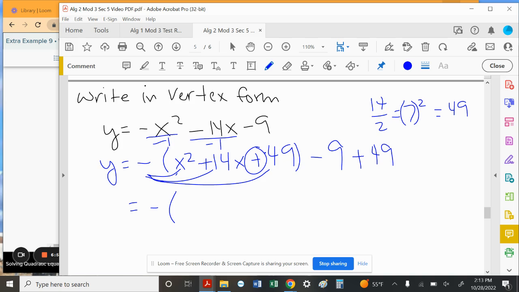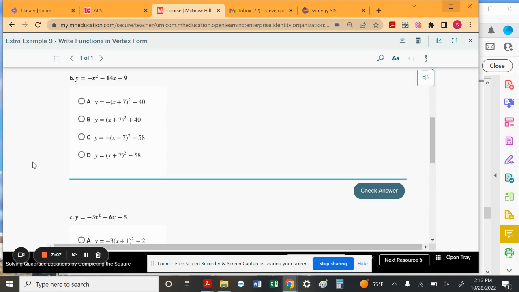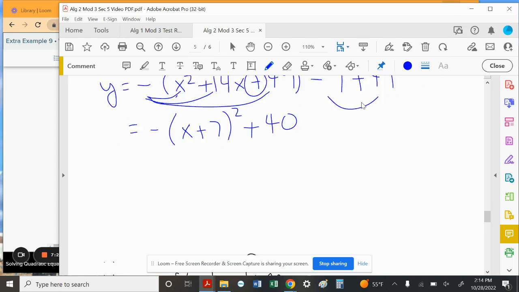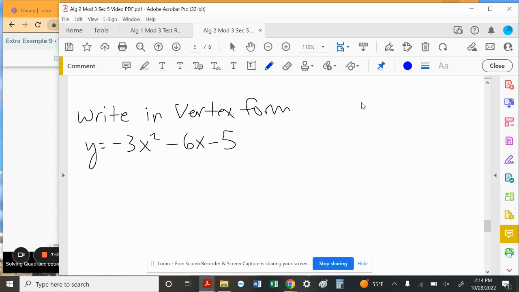So this becomes, there's my 7, x plus 7 squared. I have minus 9 plus 49, so that gives me plus 40. So it should look like that: minus x plus 7 squared plus 40. So it looks like it's this one. And that's right. Okay, so it took a little bit of maneuvering things around, but you just want to be really careful about how you're writing them out when you're dealing with math problems.